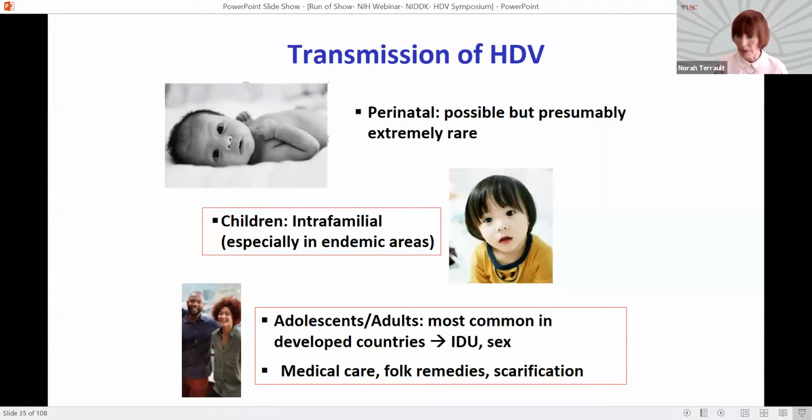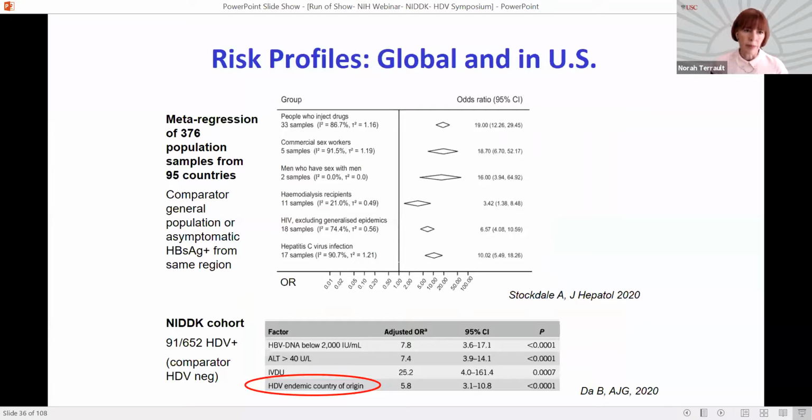And in the developed countries, such as in the US, it's primarily in the context of injection drug use and sexual contacts. Next, please. And in a systematic review in which they looked at risk profiles, it really captures those risks of really parenteral exposure.